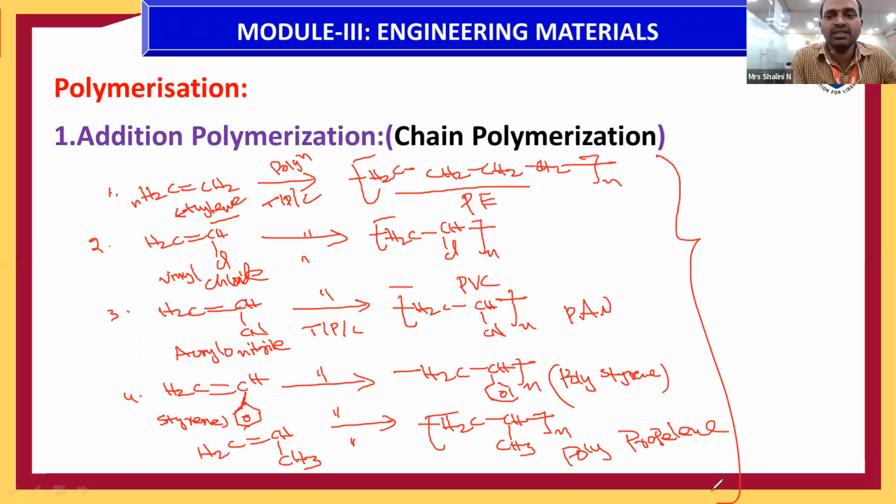Addition polymerization means an exact multiple of the original molecule is formed. In addition polymerization, the double bonds are converted into single bonds. Repeating units of monomers are formed. There is no elimination of any small molecule. When the monomers undergo polymerization, the molecular mass of the polymer increases. So this is about addition polymerization.